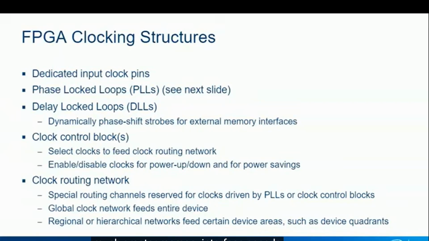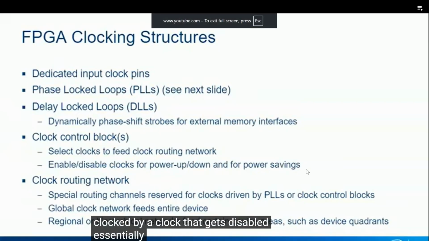Clock control blocks are basically clock control traffic cops. They are used to select which available clock should feed the device's clock routing network. They are also used to enable or disable selected clocks during power up or power down. The ability to enable or disable selected clocks is also a device power saving technique. Any logic normally clocked by a clock that gets disabled is essentially shut down, saving overall dynamic power.